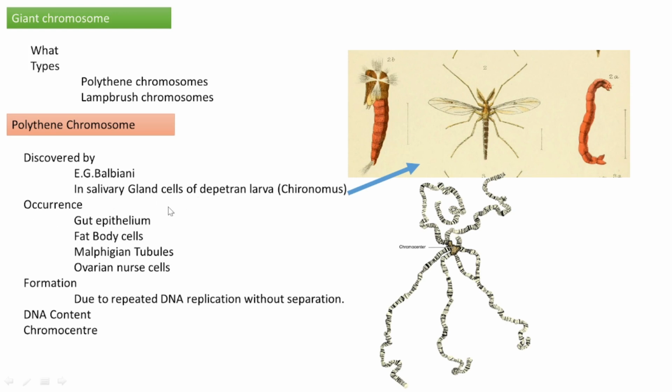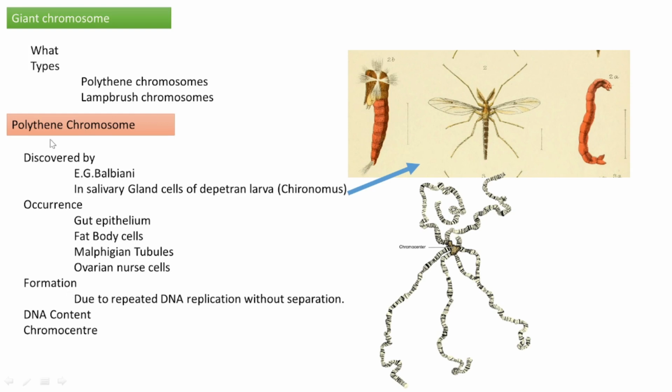In addition to the salivary gland cells, these giant polytene chromosomes are located in the gut epithelium. Gut means the digestive tract epithelium. The fat body cells, which are the nutritive cells found in the body of insects, a type of tissue. Also in Malpighian tubules, which are involved with excretion. Then in ovarian nurse cells, nurturing cells meant for the ovaries. In all these structures, it is possible to locate a polytene chromosome.